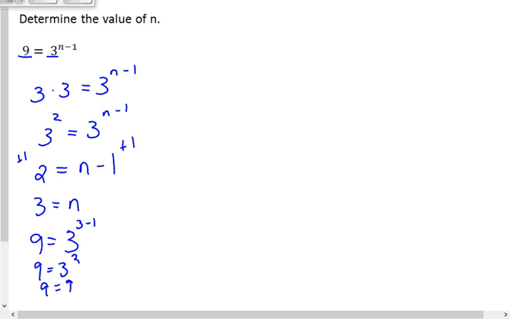Okay, so another one just for you to think about and try is 16 equals 2 to the power of n minus 1. I would recommend you maybe pause it at this point and try and solve this one on your own, and then push play again to see if you did the work correctly.